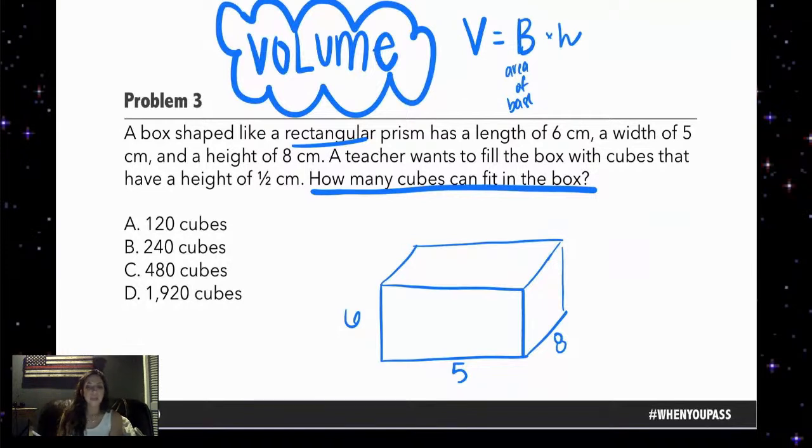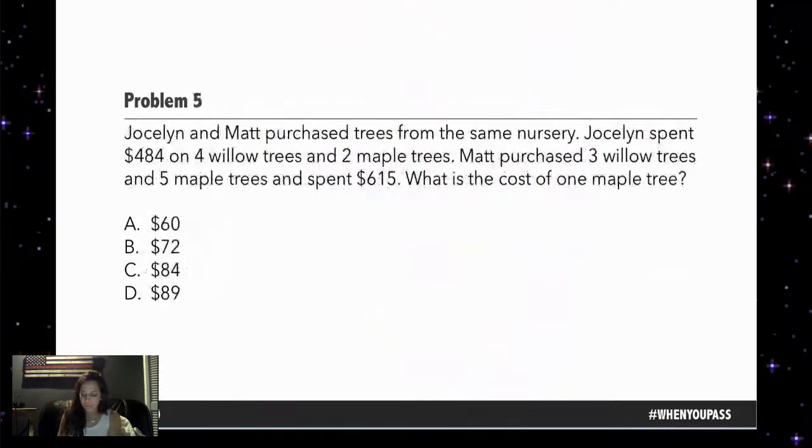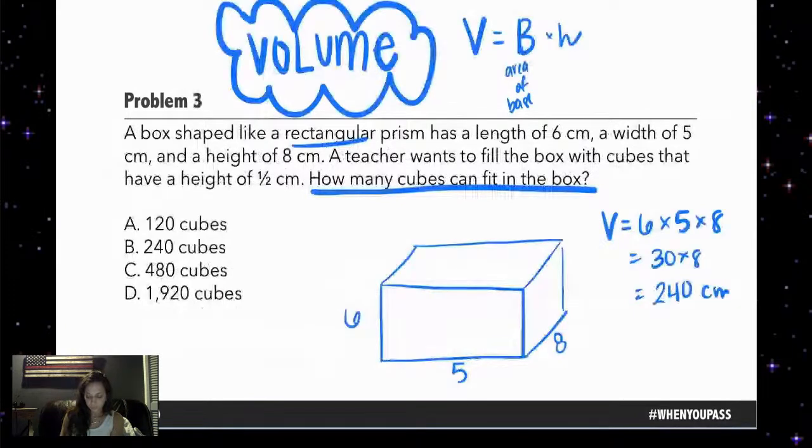So that said, the volume of this box is 6 times 5 times 8, which is 30 times 8, which is 240 centimeters. If they said, how many 1 centimeter cubes could fit, we would be done. But that's not what they said. They said, how many cubes with a height of 0.5 centimeter fit? Well, you would think that because it's 1/2, I would just multiply it by 2 and be done.